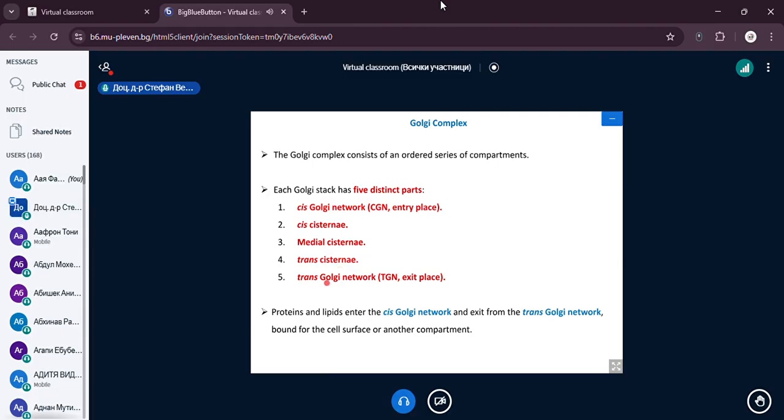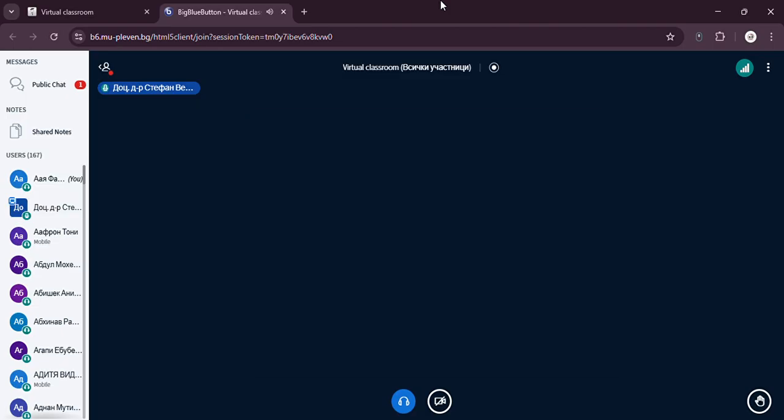And then, when they reach trans-Golgi network, these modified proteins and lipids are being sorted, packaged, and then they bud from this trans-Golgi network, which is the exit place from the Golgi apparatus, in the form of vesicles and vacuoles, which travel to other compartments of the cell or to the cell surface, to the plasma membrane.